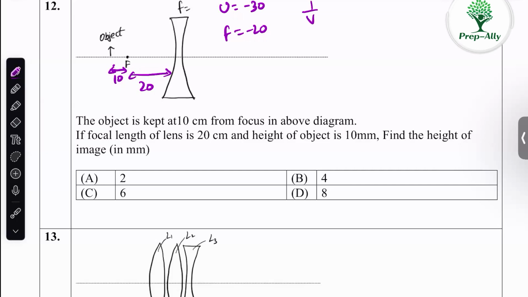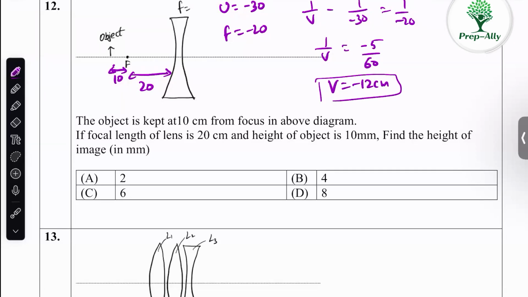So using lens formula, 1 by V minus 1 by U is equal to 1 by F. We get the value of V as minus 2 by 60 minus 3 by 60. So minus 5 by 60. We get the value of V as minus 12.